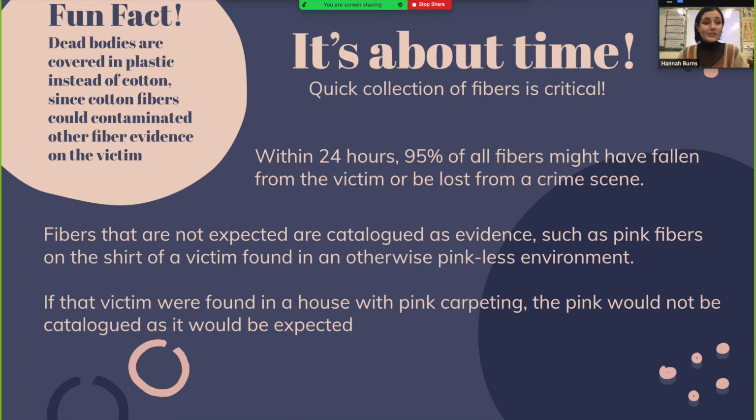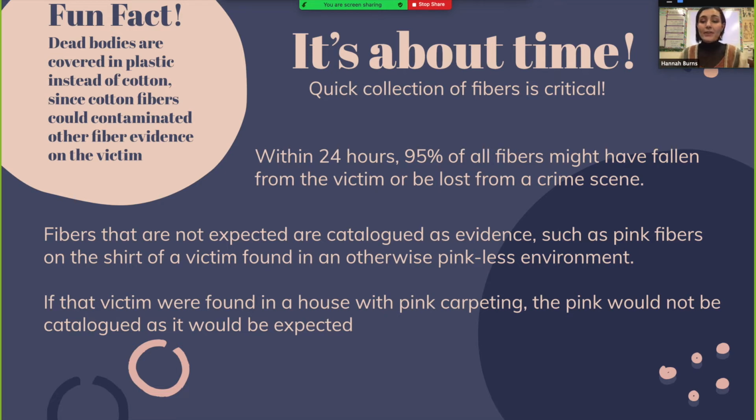So when it comes to collecting fibers, quick collection is critical. Because of how easily fibers are shed, we could actually lose a lot of our evidence. Within 24 hours, 95% of all fibers might have fallen from the victim or floated away from the crime scene. Fibers are really common components of dust, and we know dust tends to float around everywhere. Same with fibers. So fibers that are not expected are cataloged as evidence.